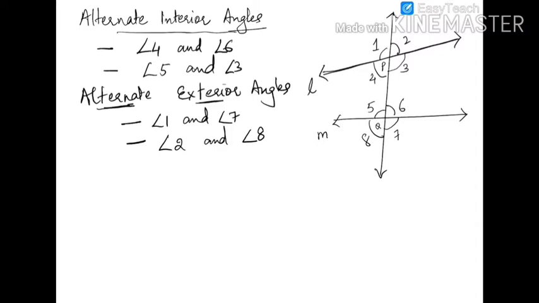We have some more pairs of angles in this figure, like angle 4 and angle 5 lie on the same side of the transversal, that is the left side, and also lie in the interior region. These types of angles are called co-interior angles.